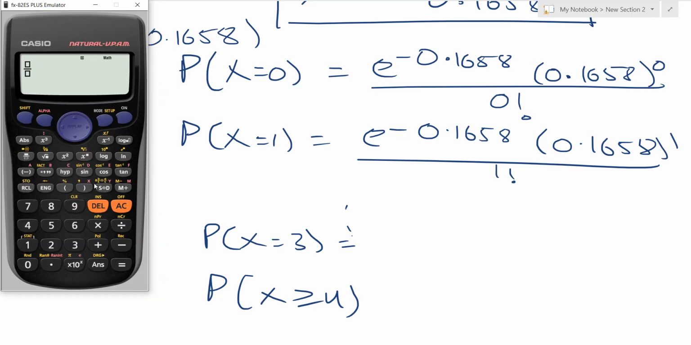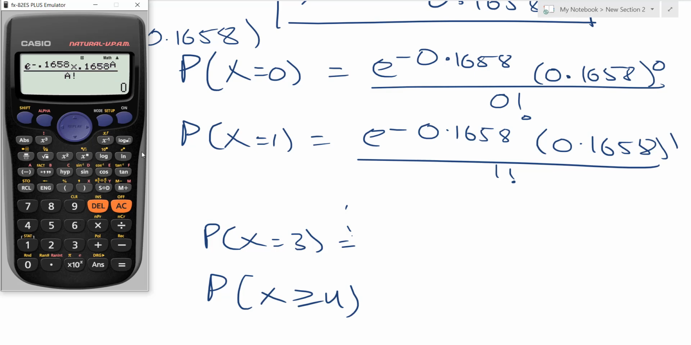It would be e to the power of minus lambda, so e to the power of minus 0.1658. This is not a value which is changing, times 0.1658 to the power of, let's call it a. This value is a, divided by a factorial. So shift, and I can put factorial here. This is my value. I can press equal to.